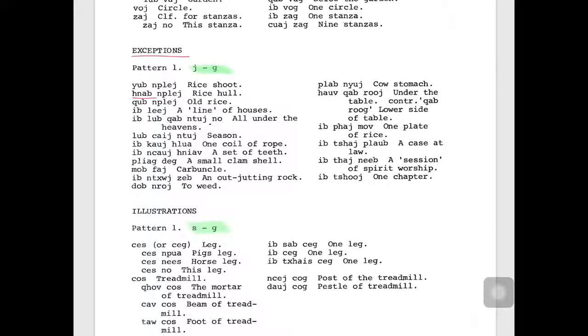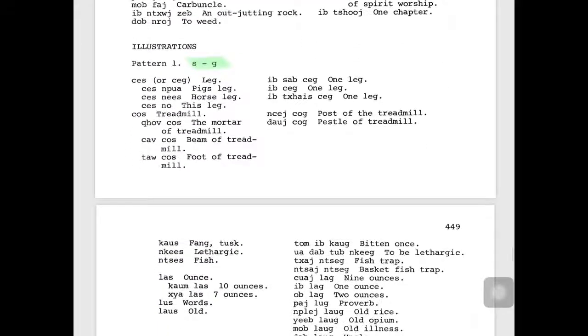na has a B tone, so you would expect the following word blay to change, nam blay, but it doesn't. You just say nam blay. Okay, so there's a few exceptions to that. The S also turns into a G tone when it's preceded by a word with a B or J tone.